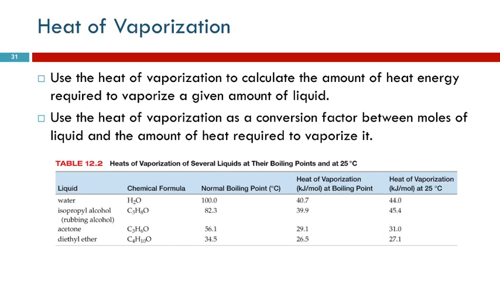So we can use the heat of vaporization to calculate how much energy would be needed to vaporize a certain amount of liquid. It's a convenient conversion factor between moles of liquid and amount of heat. So here's a table from your textbook giving a couple of different liquids, their normal boiling points, the heat of vaporization at that normal boiling point, and also the heat of vaporization at room temperature. So you'll see that these heats of vaporization at room temperature are slightly different, slightly higher than what you have at the boiling point. You do not need to memorize these numbers. Those would be given to you in a problem on a test.